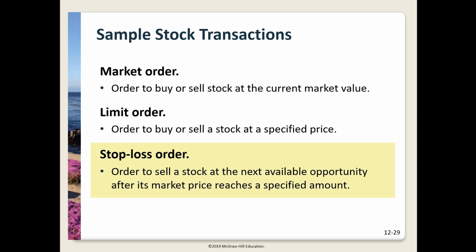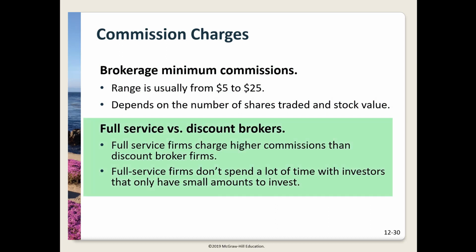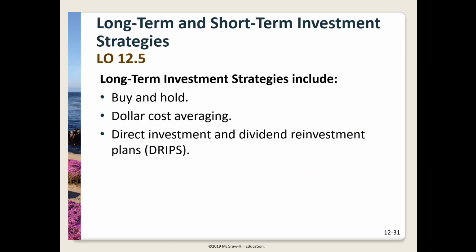A stop-loss order is also a priced order, but slightly different. It specifies that a trade should be made when the price reaches a certain level. When the stop price is hit, the order becomes a market order and it's executed. Brokers charge commissions to make trades for you. And as we've already noted, full-service firms charge more than discount firms, and they charge more than you trading for yourself online.